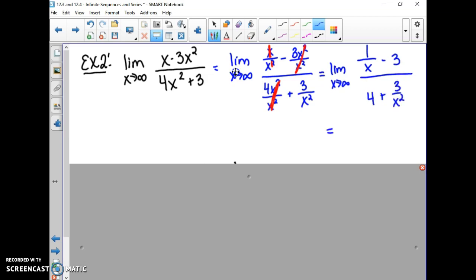Whenever I take this limit, the limit as x approaches infinity of 1 over x is 0. The limit as x approaches infinity of negative 3 is negative 3. The limit as x approaches infinity of 4 is 4. And the limit as x approaches infinity of 3 over x squared is 0. So I end up with negative 3 over 4 here. So my limit as x approaches infinity of x minus 3x squared over 4x squared plus 3 equals negative 3/4.